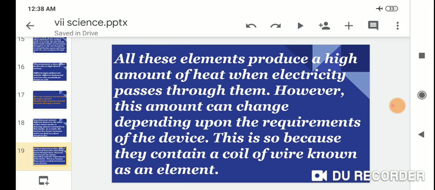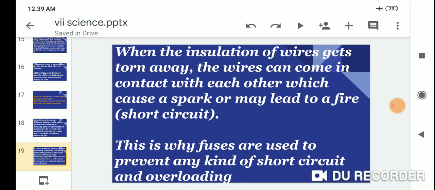All these elements produce a high amount of heat when electricity passes through them. However, this amount can change depending upon the requirement of the device. This is so because they contain a coil of wire known as an element.